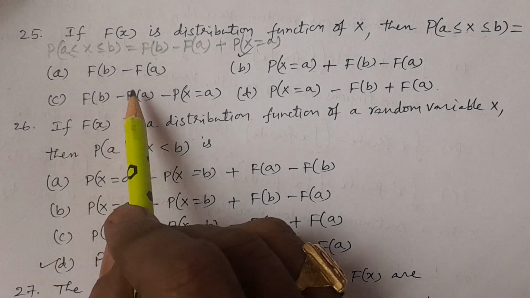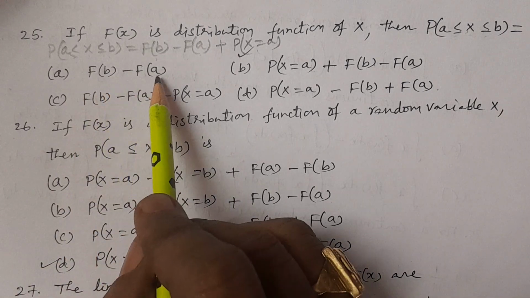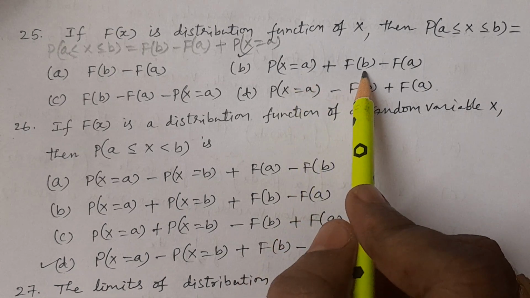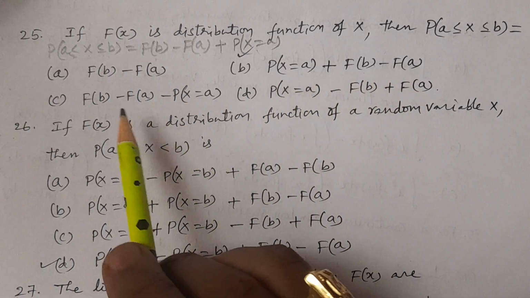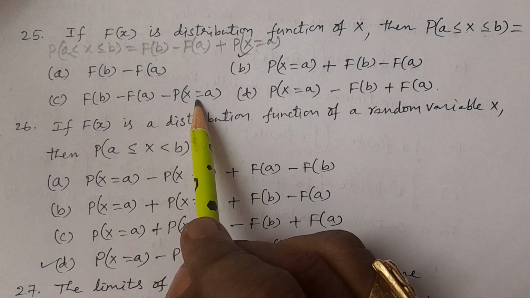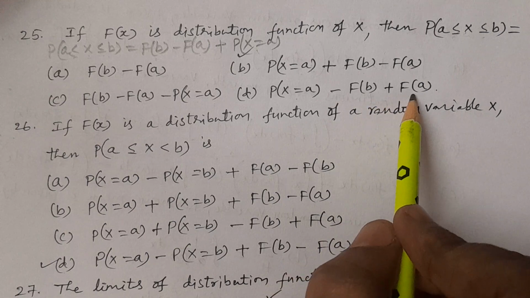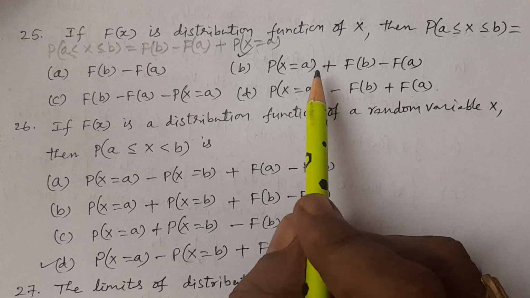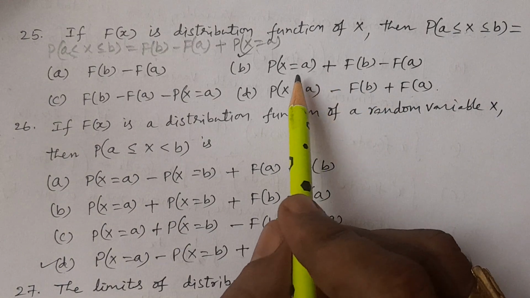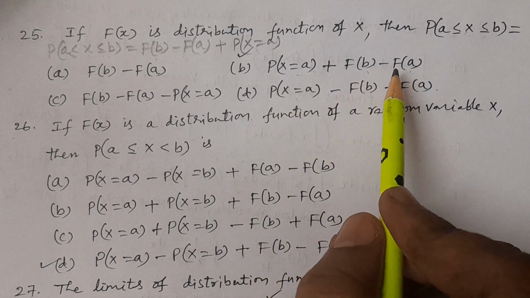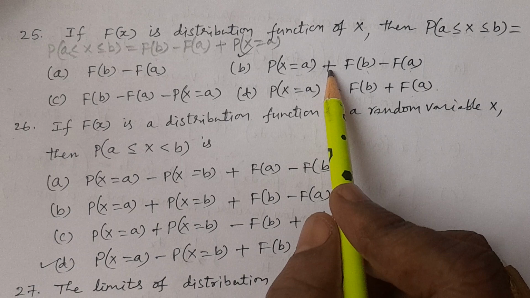Now see the options. F of b minus f of a; probability of x is equal to a plus f of b minus f of a; f of b minus f of a minus probability of x is equal to a; probability of x equal to a minus f of b plus f of a. Therefore, the answer is option b, probability of x equal to a plus f of b minus f of a. Right? This is your answer.